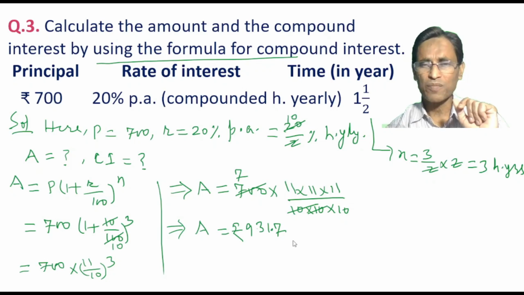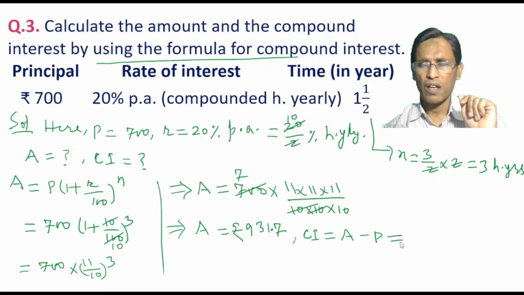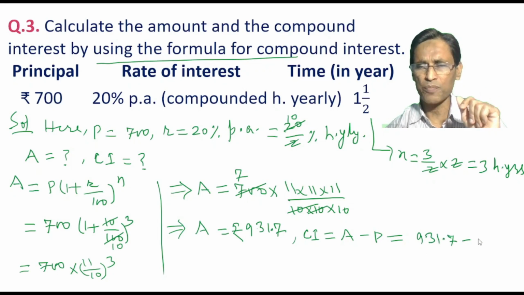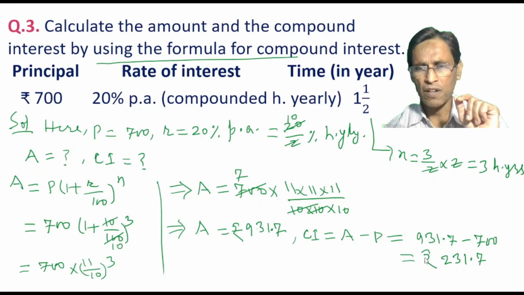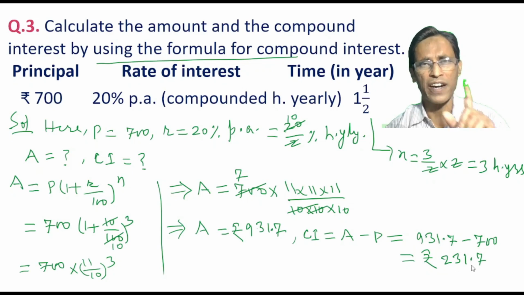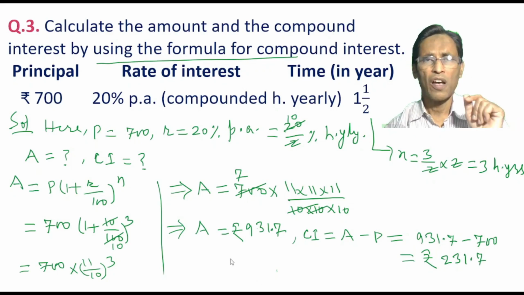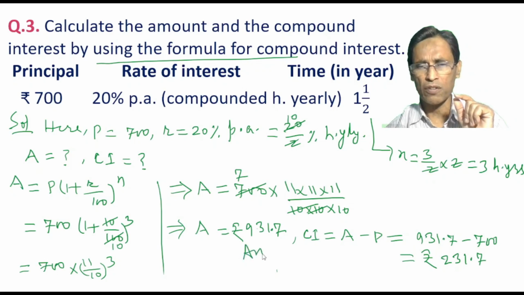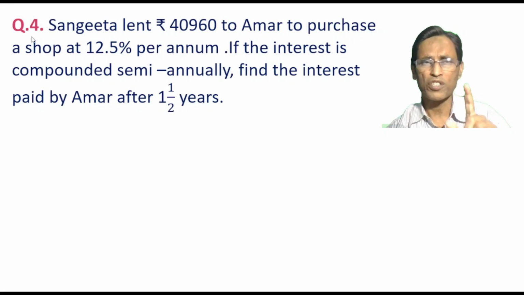And the compound interest? For compound interest we use A minus P. A will be replaced by 931.7 and P will be replaced by 700, which gives 231.7 in rupees. Therefore, compound interest is 231 and 70 paise. Thus, we have got the two required values. So, we can say it is answer for amount and it is answer for compound interest. Now we come to the question number 4.